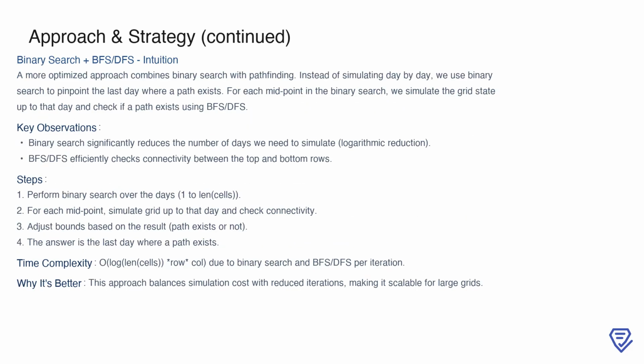A more optimized approach involves combining binary search with pathfinding techniques such as BFS or DFS. Instead of simulating the process day by day, we use binary search to narrow down the last day where a path exists between the top and bottom rows. The key to this approach is that binary search allows us to significantly reduce the number of days we need to simulate. For each midpoint in the binary search, we simulate the grid state up to that day and check for connectivity using BFS or DFS. The process involves adjusting the bounds of the binary search based on whether a path exists or not. The result is the last day where connectivity is maintained.